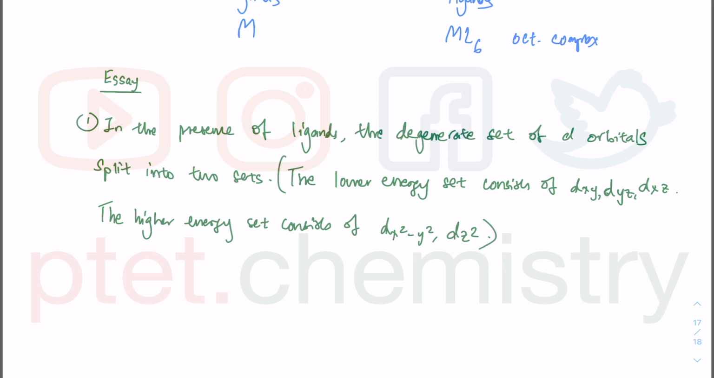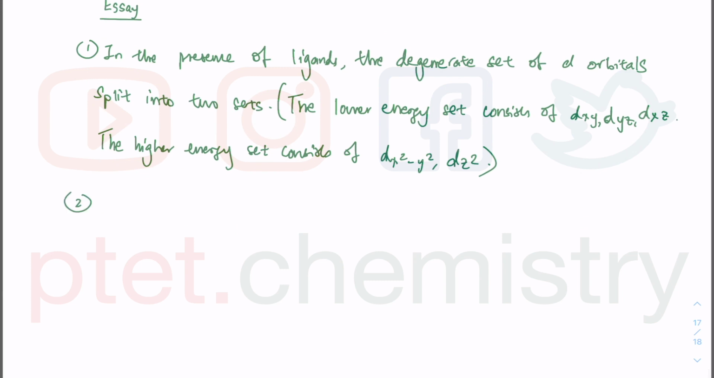This part is probably not required as part of the essay, but I thought it'd be interesting because I think I've seen questions where they ask you to draw an orbital from the lower energy level and an orbital from the higher energy level. Of course, if you don't know what you're talking about, then how can you do that? Anyway, moving on to the next point.